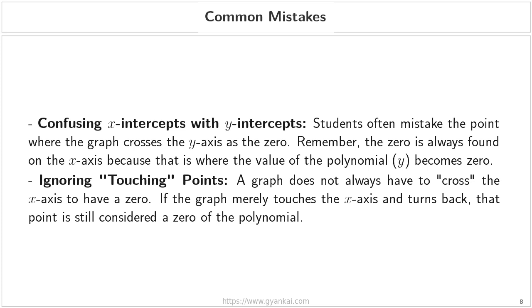Now, before we conclude our lesson, I want to highlight two common pitfalls that students frequently encounter when working with the geometric interpretation of zeros. It is vital to address these now so you can avoid them in your future calculations. Keep these 2 points in mind, and you will have a much more accurate way of interpreting these graphs.